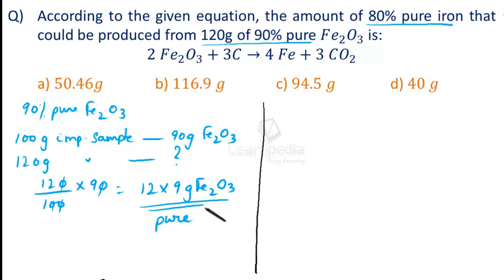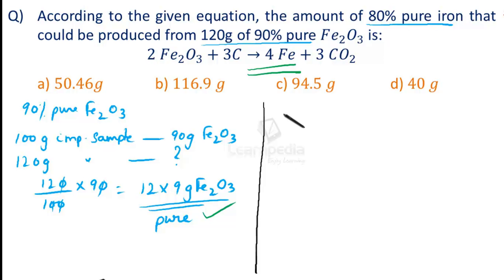Now when we have this much quantity of Fe2O3, we need to first find out the amount of pure iron formed according to this equation. Then only we can think about calculation of the amount of 80% pure iron. So in the second step, we need to find out the amount of pure iron formed according to this equation. As you know, the atomic mass of iron is 56. So when you calculate the molecular mass for the entire substance Fe2O3, it becomes 160.